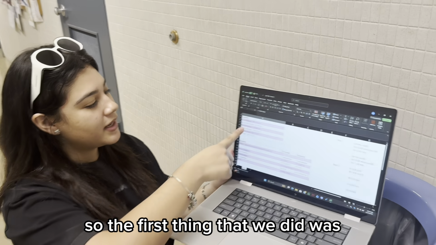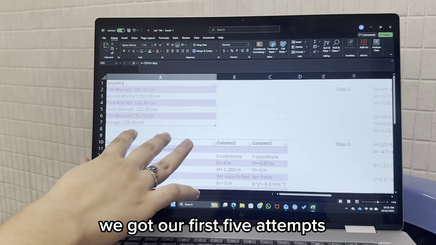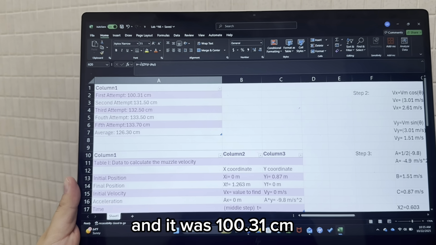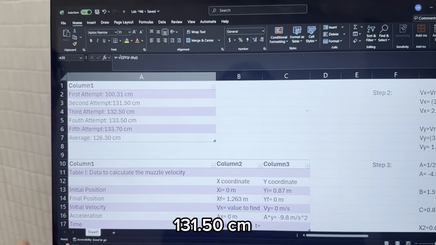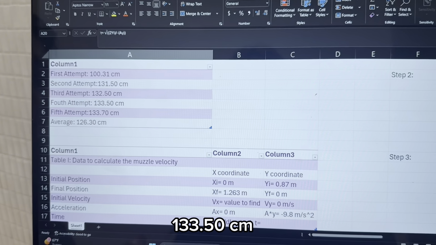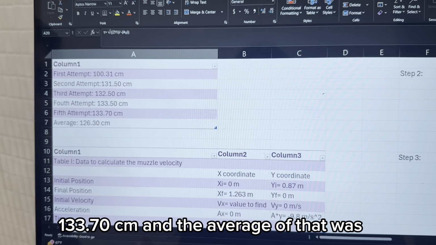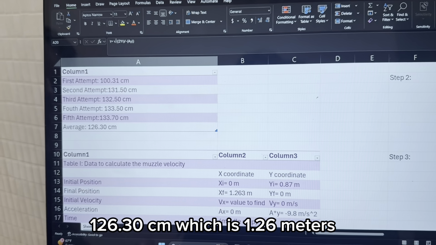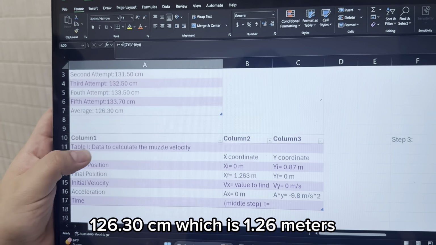So the first thing that we did was we got our first 5 attempts, which was just at 0 degrees, and it was 100.31 centimeters, 131.50 centimeters, 132.50 centimeters, 133.50 centimeters, 133.70 centimeters. And the average of that was 126.30 centimeters, which is 1.26 meters.